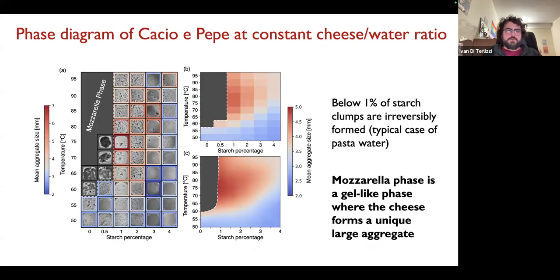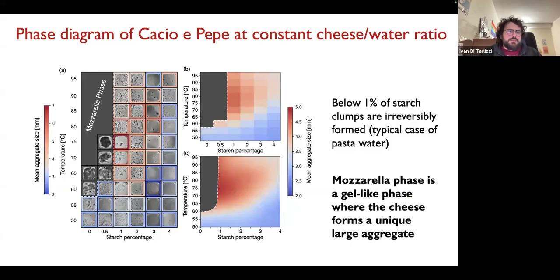So here was our first result. In order to get a phase diagram, we have to choose two variables to vary, and the first one is of course temperature, because StatMech is always about temperature, and then starch percentage. Starch was motivated by the empirical observation from all Italian nonnas, and by everyone who tried to cook a cacio e pepe, who knows that more or less if you don't use the pasta water, it's very difficult that you will get a smooth sauce.